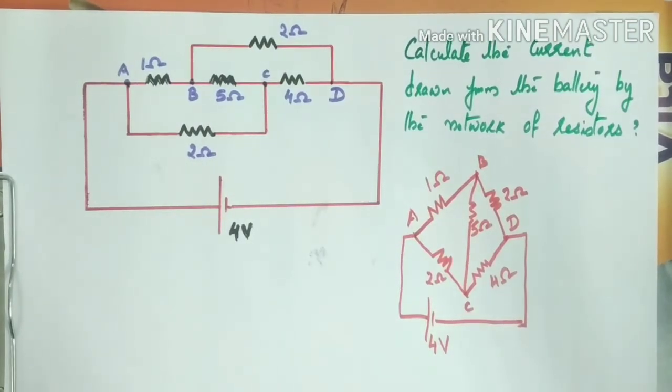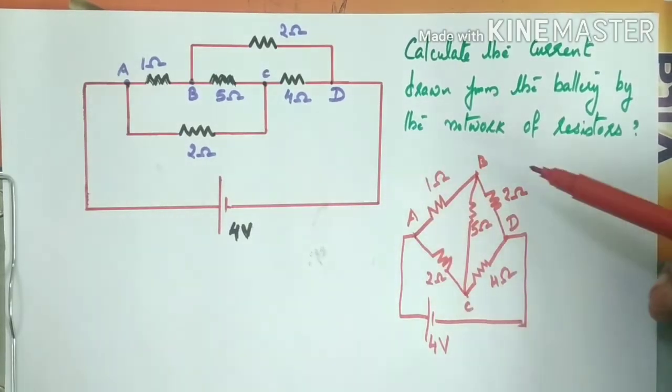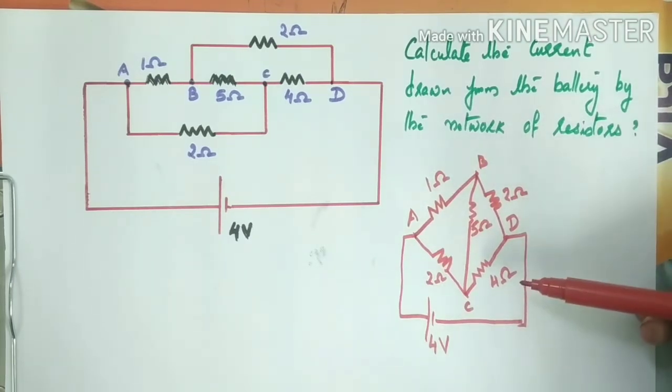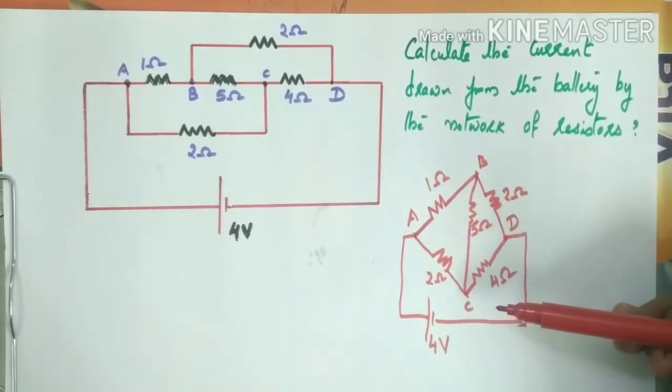Now, is the Wheatstone bridge balance condition satisfied here? What is the balance condition? R1 by R2 equals R3 by R4. That is the Wheatstone bridge balanced condition. So, here 1 by 2 equals 2 by 4. So, the Wheatstone bridge balance condition is satisfied.